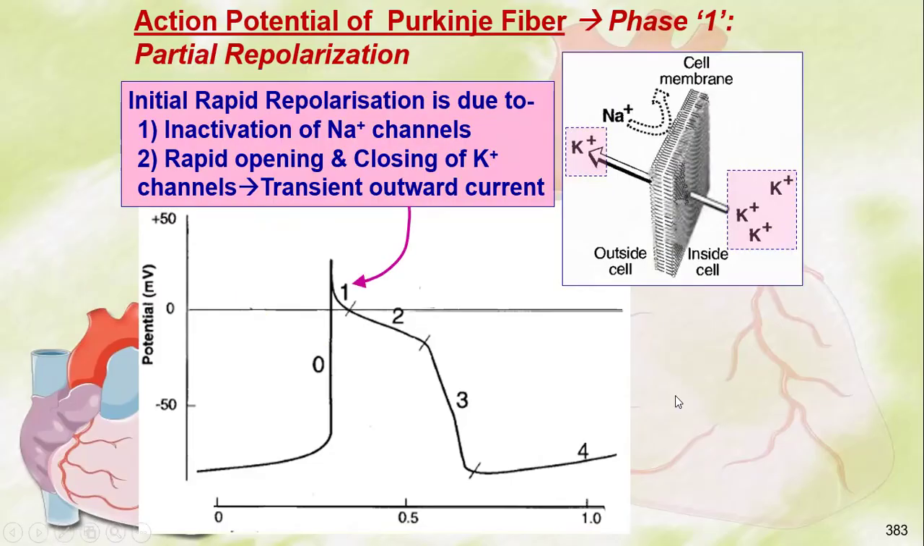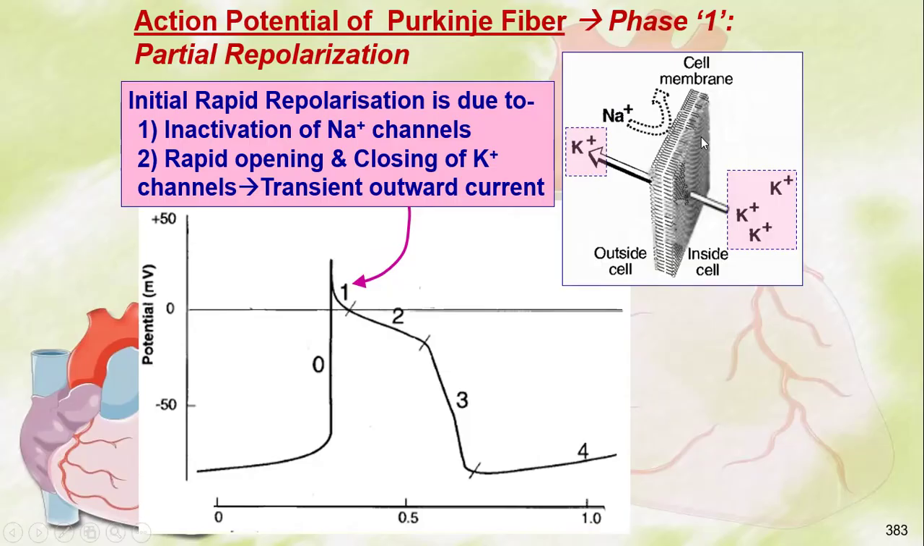So what happens in the other phases? When we talk about phase one, what's happening? You can see in these pictures. At the end of phase zero, your sodium channels are closed. So sodium is there, but sodium is not moving from outside to inside. And why is it not moving from outside to inside? Because the channels which help in the movement of sodium from outside to inside are closed. So sodium is not able to enter from outside to inside.